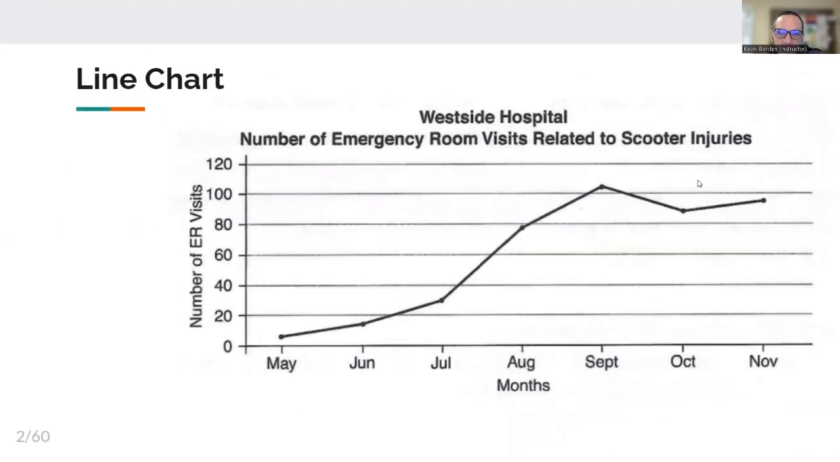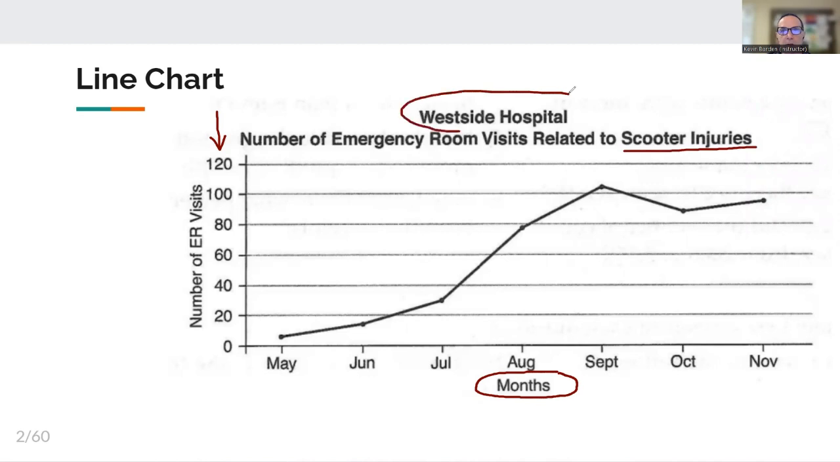A line chart. So line charts are usually used to communicate how things change over time. So let's look at what we have here. Sure enough, down on this axis, we have time. These are months of the year, May through November. Over here, we have a scale that's showing us the number of ER visits. And it's the number of ER visits for scooter injuries at the Westside Hospital. There's a lot of information in the titles, in the labels, number of ER visits, months, and you want to pay attention to all of that so that you understand the chart.